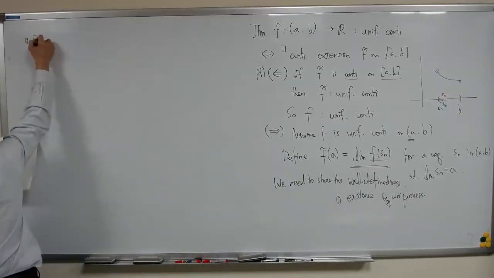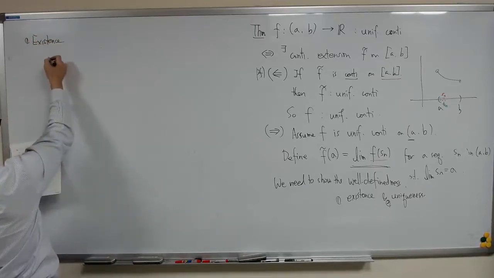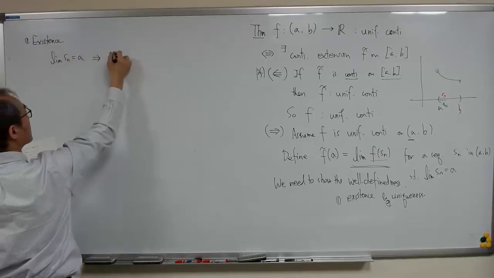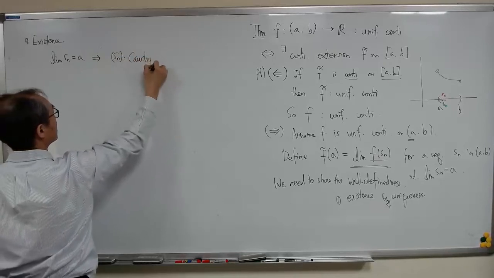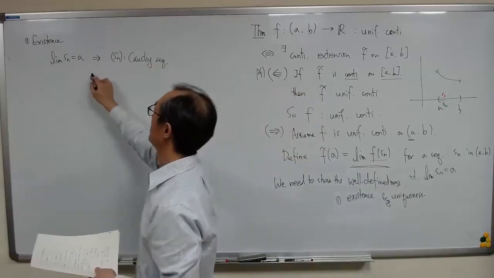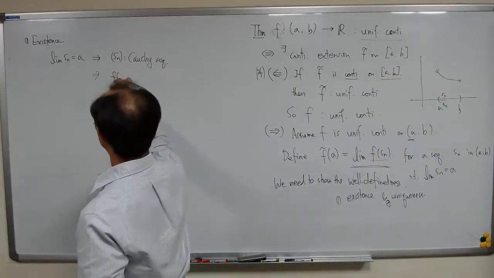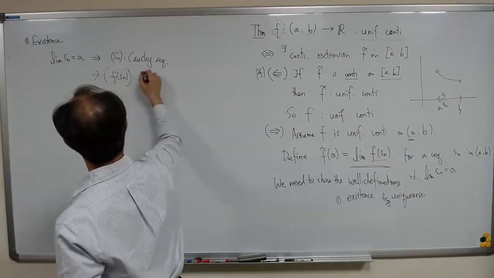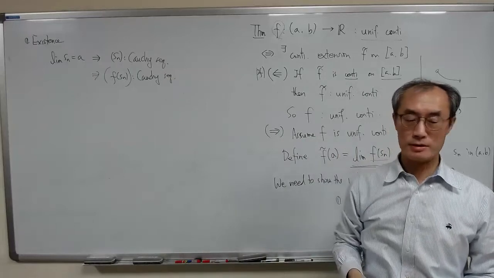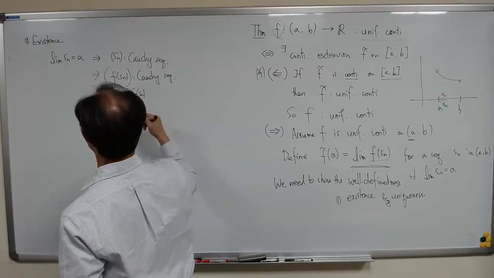For the existence part, Sn converges to A, which implies Sn is a Cauchy sequence. Okay, a convergent sequence is Cauchy, and a Cauchy sequence converges. And since the function f is uniformly continuous, f of Sn is also a Cauchy sequence. Then a Cauchy sequence converges. So there exists a limit of f of Sn.